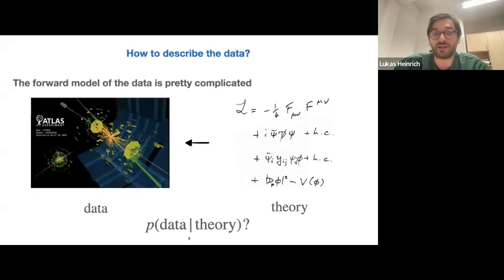Okay, so that's what we would like to do. And the first thing that you need to do is figure out how to describe the data generating mechanism. What is the forward model of the data? We want to connect the theory part with the data. The problem here is that the forward model is pretty complicated. The theory is described at very, very high energies, and then the information is spread across hundreds of millions of different readout channels. So we need to think about how to describe this forward process and how to model this.